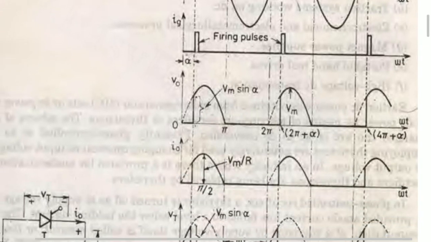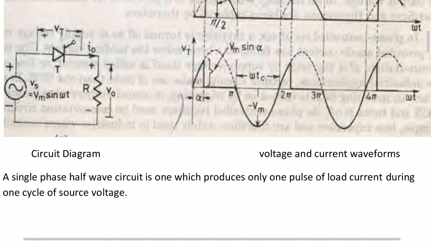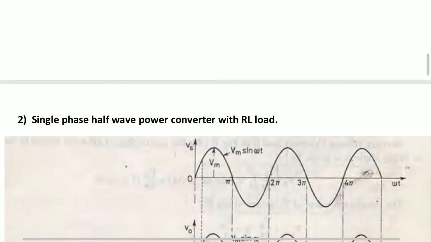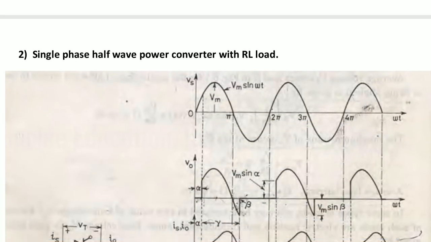So we will quickly move forward. For the second type, that is single phase half wave power converter with RL load. Before explaining this point, I want to tell you the definition of firing angle, that is alpha. So firing angle may be defined as the angle between the instant thyristor would conduct if it were a diode and the instant it is triggered.